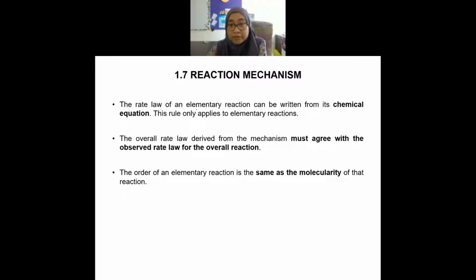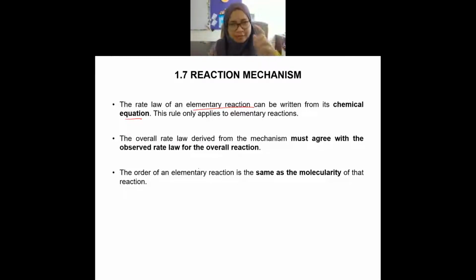The rate law of an elementary reaction can be written from its chemical equation, and this rule only applies to elementary reaction. Okay, the elementary reaction is the small steps just now, small reaction, before we can finally produce the overall equation combined.